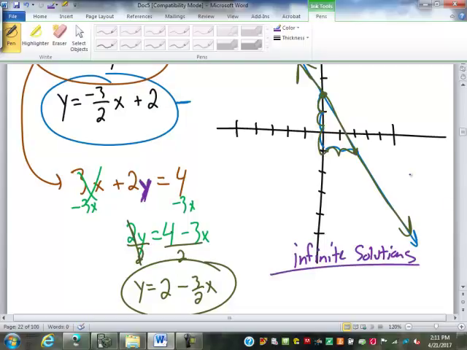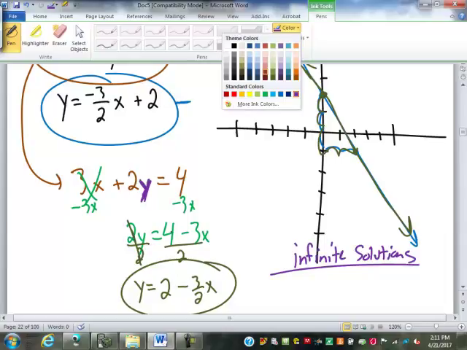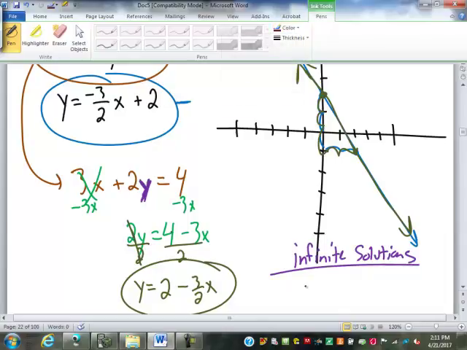And the solutions are just all the points that are on either line. So to express that solution, all I have to do is write down either equation. So I'm just going to write down the second equation. Y equals negative 3 halves x plus 2 is the solution. Any point on that line will also be on the other line since they're the same line.